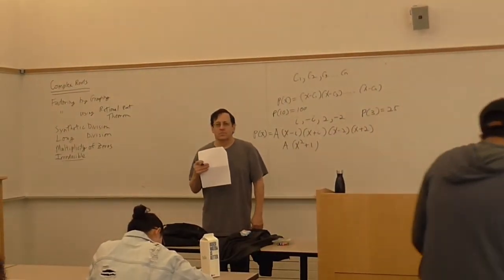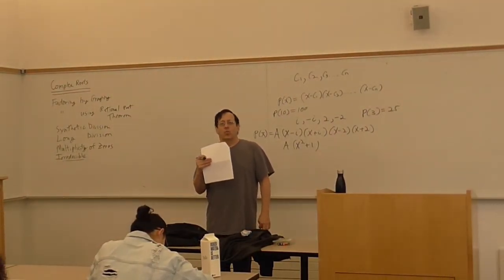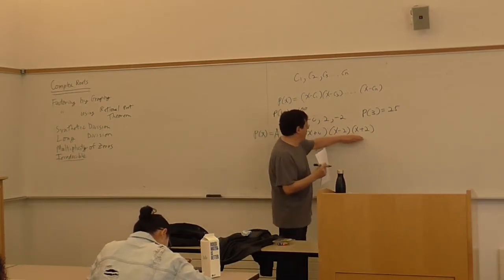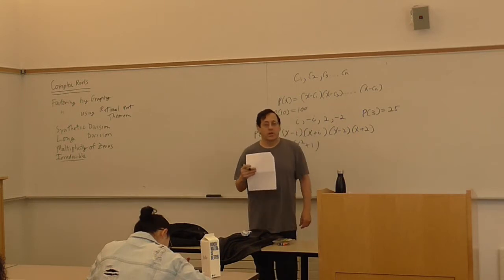What's the question? Are you just asking me to multiply x minus 2 times x plus 2? It's x squared minus 4.